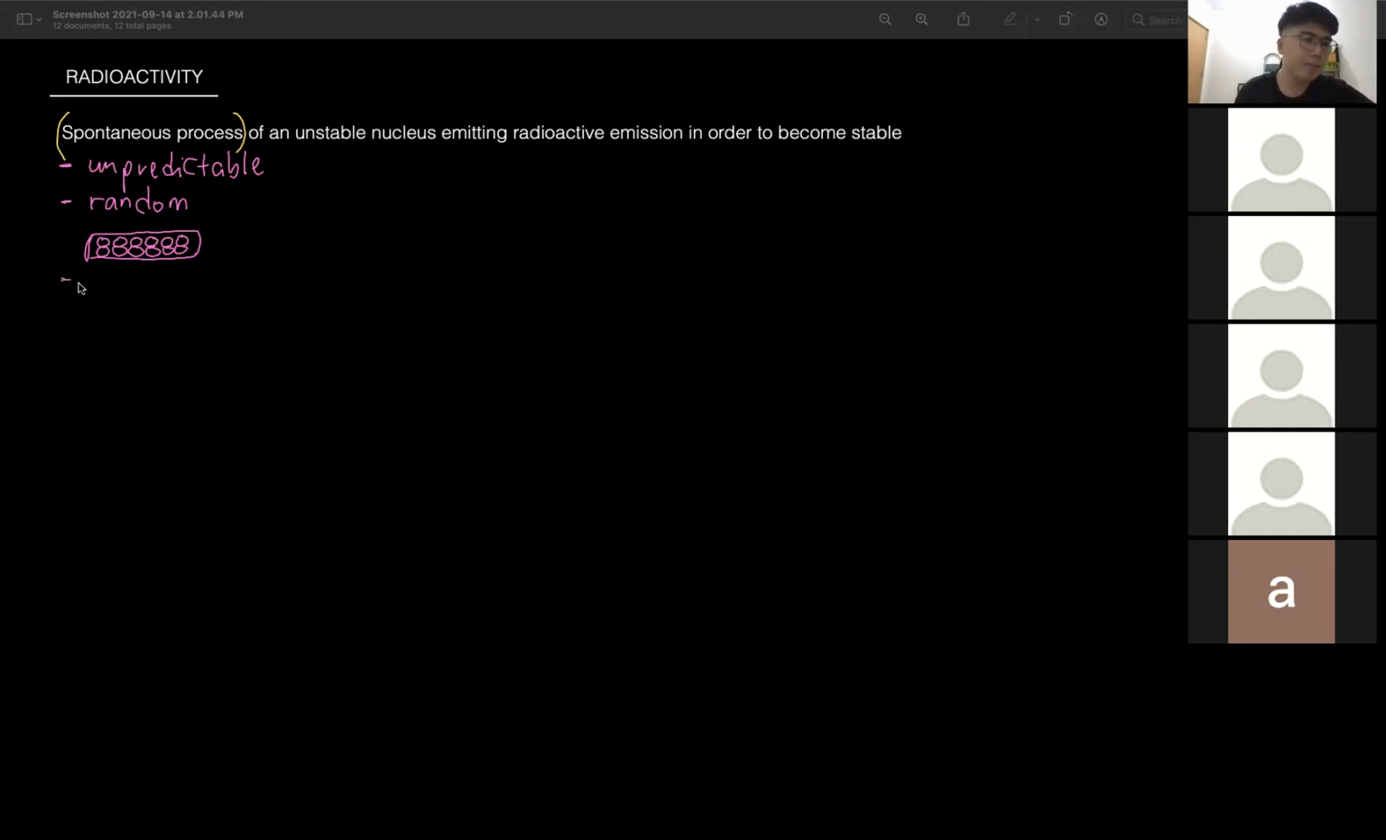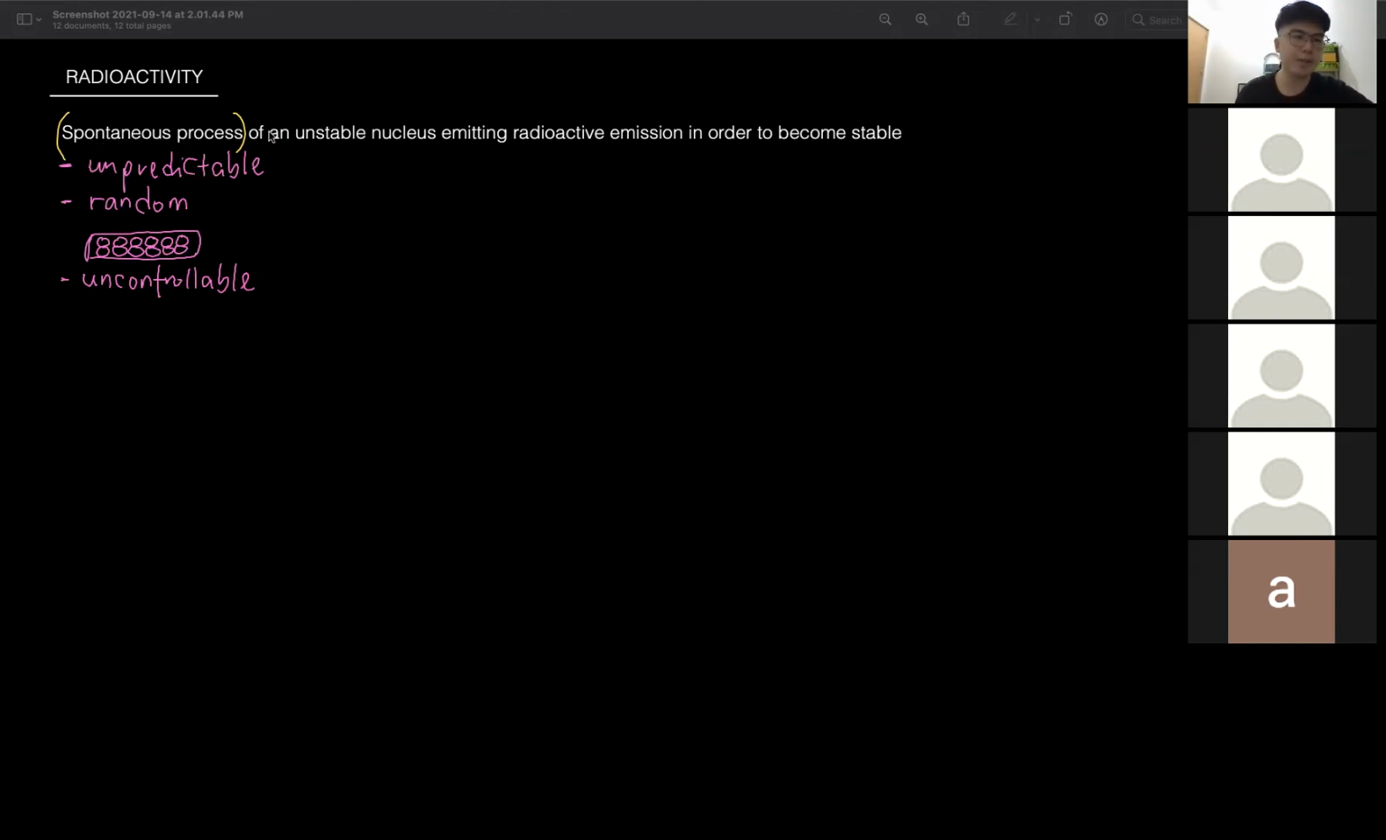And the third meaning of spontaneous is uncontrollable. Uncontrollable means that you cannot speed up or slow down the reaction. Unlike in a chemical reaction, you can add a catalyst, you can increase the temperature to speed up the reaction, right? But in a radioactive reaction, you cannot control it. You cannot speed up, you cannot slow down. So all these three together, we say it is a spontaneous process. Unpredictable, random, and uncontrollable.